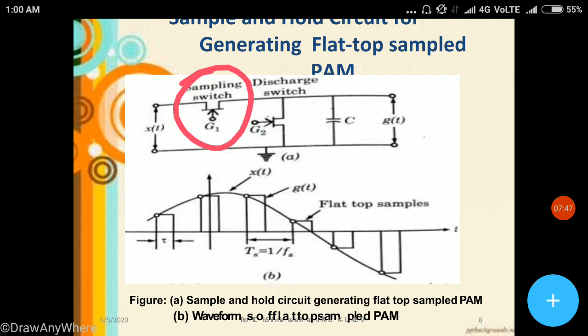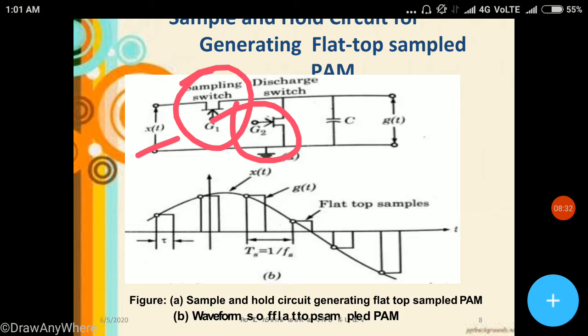During this period, the capacitor C is quickly charged up to a voltage equal to the instantaneous sample value of the incoming signal x(t), this one. Now the sampling switch is opened and the capacitor C holds the charge. The discharge switch is then closed, this one, by a pulse applied to gate G2 of the other transistor. Due to this, the capacitor C is now discharged to 0 volts. This discharge switch is then opened and thus the capacitor has no voltage.